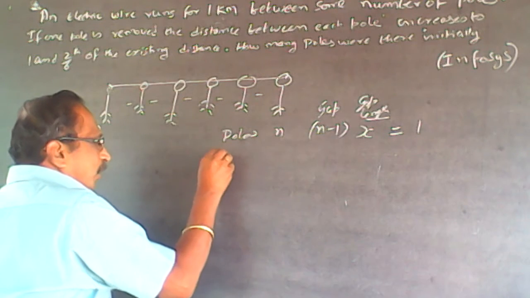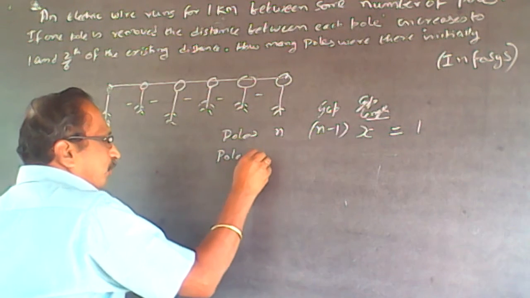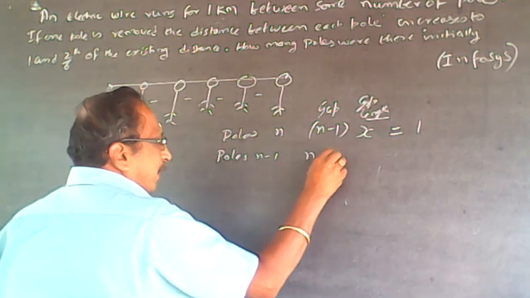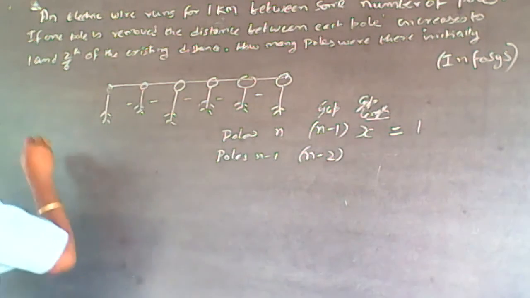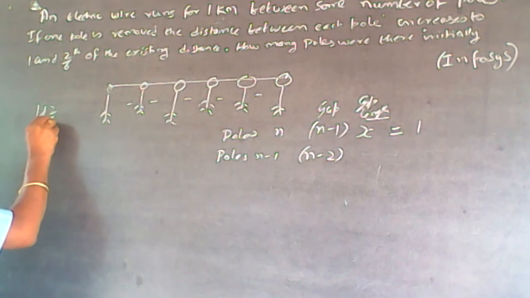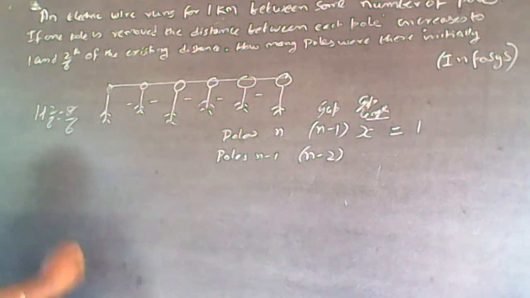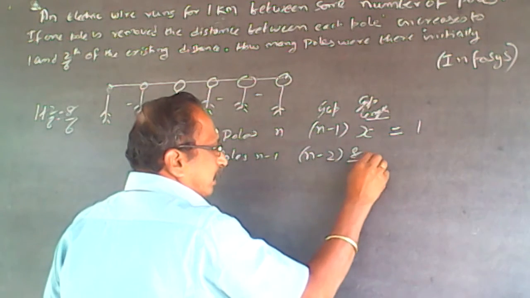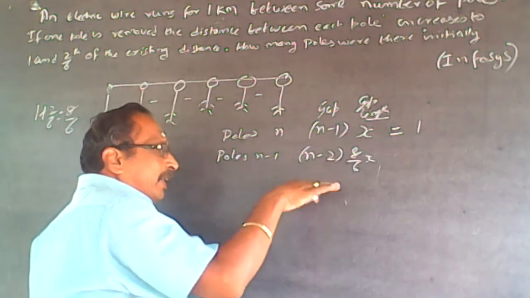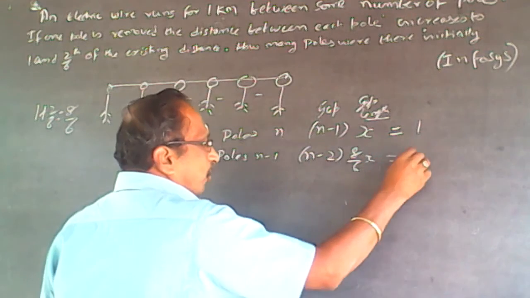When there are n minus 1 poles, the gaps will become n minus 2. The distance will become, what they say is 1 and 2/6, which means 1 plus 2 by 6, will be 8 by 6. So this will become 8 by 6 of x. It is increasing to, not increasing by, so n minus 2 into 8 by 6 x will be equal to 1.